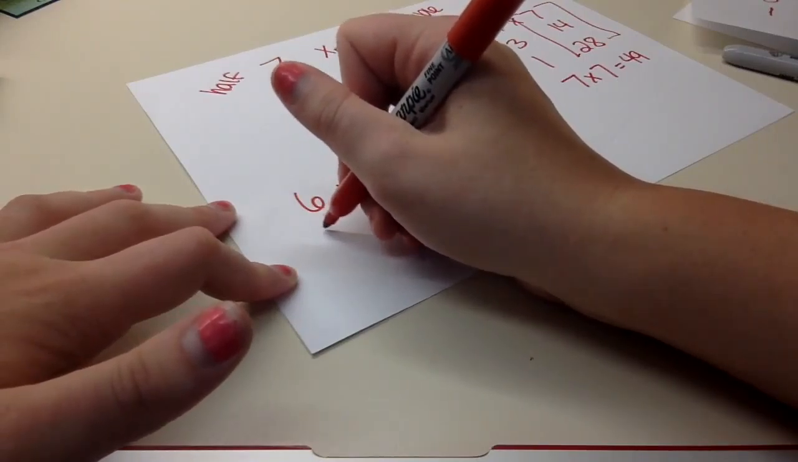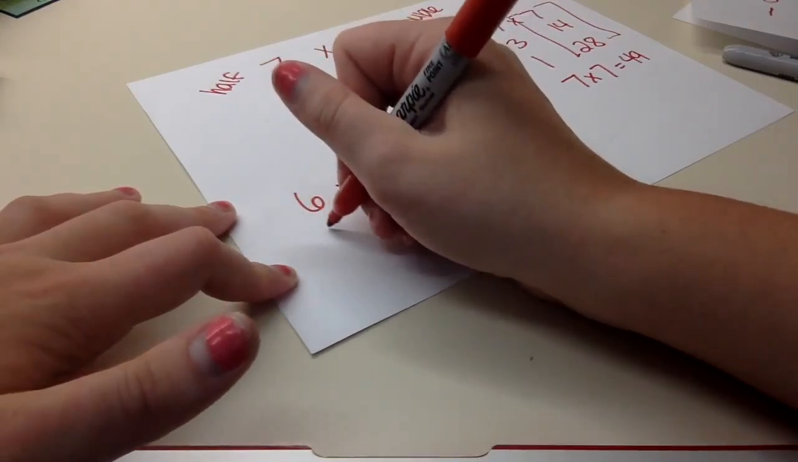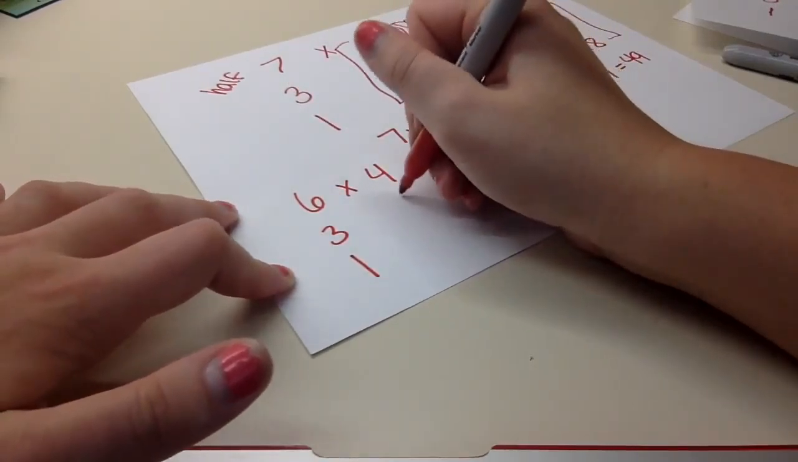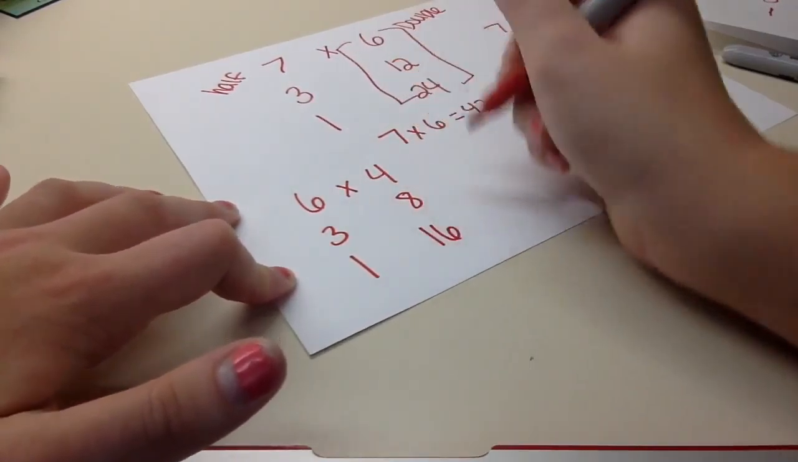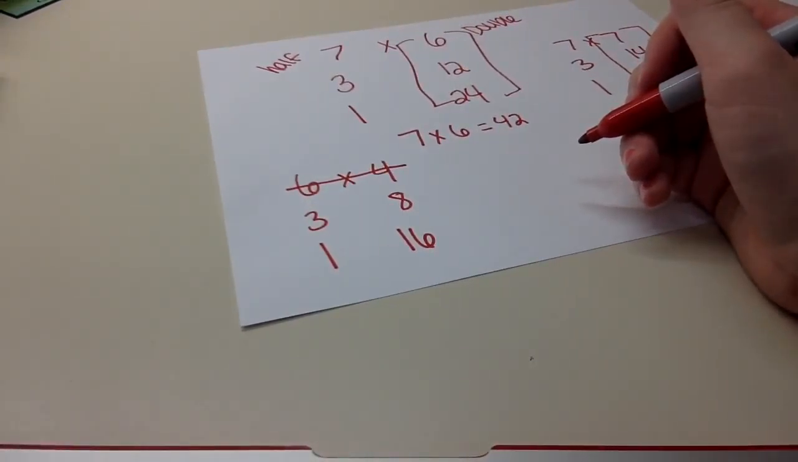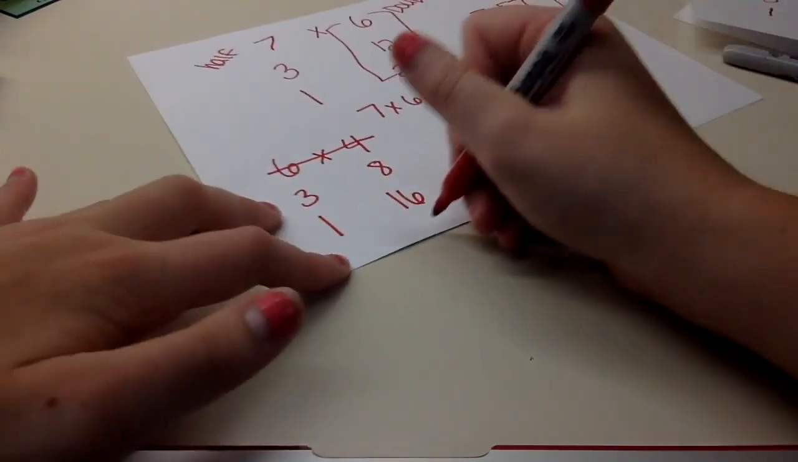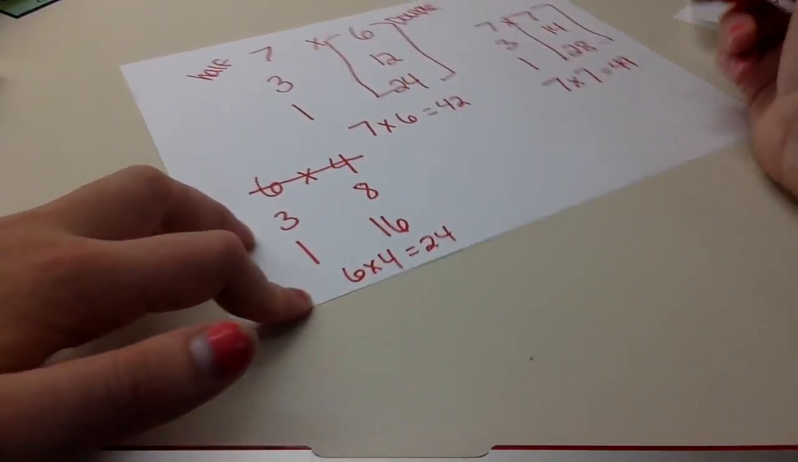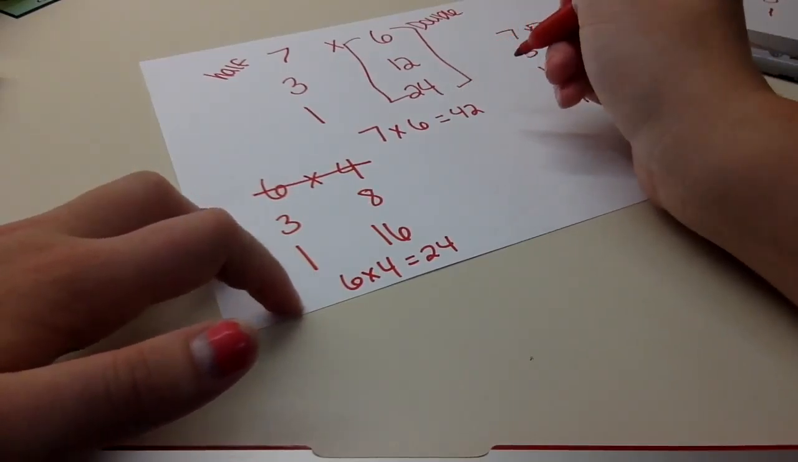So 6 divided by 2 is 3. 3 divided by 2 is 1. 4 times 2 is 8. 8 times 2 is 16. So we're going to cross that off. And we are going to add 16 plus 8. Gives us 24, which is 6 times 4.